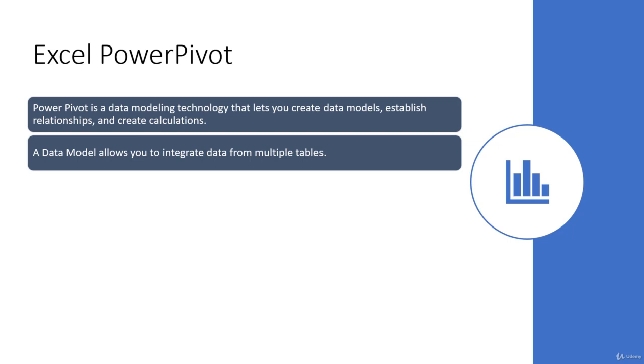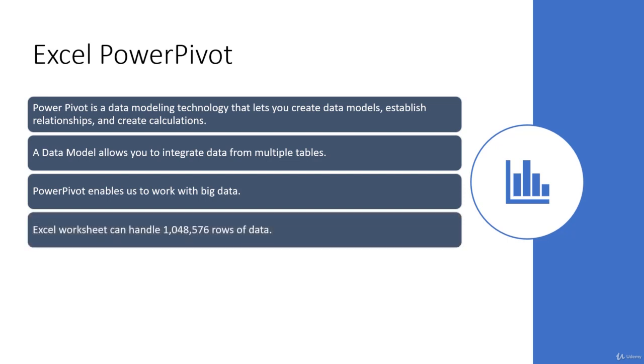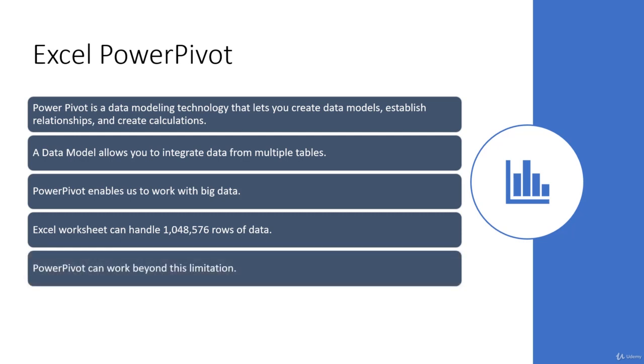And using data models within Power Pivot enables us to work with larger sets of data. For example, in an Excel spreadsheet, we are limited to just a little bit over 1 million rows of data. And depending on the size of our data, Excel can really struggle and slow down once it gets over a certain amount of rows. But with Power Pivot, we can work beyond this limitation. So we can have even more than 1 million rows of data.